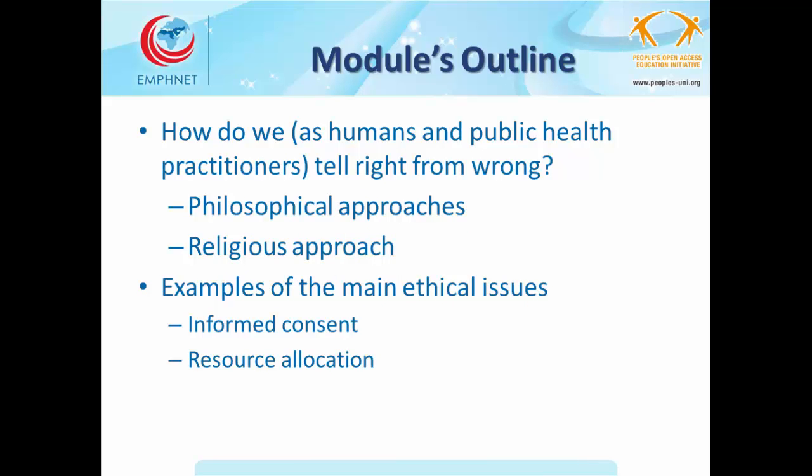How do we as humans tell right from wrong? Basically, there are many approaches to tell right from wrong. In this part of the course, we're going to focus on two main approaches, the philosophical approach and the religious approach. And we will give a couple of examples in the next part.